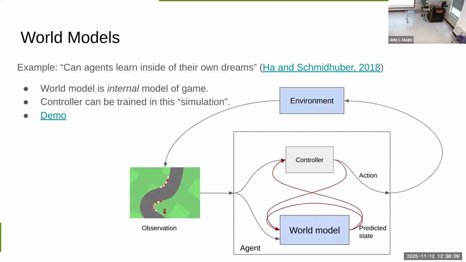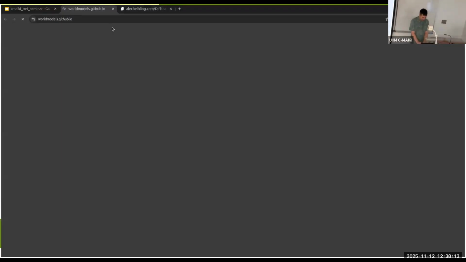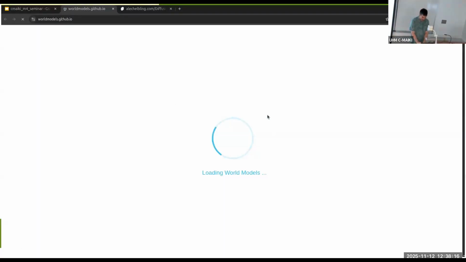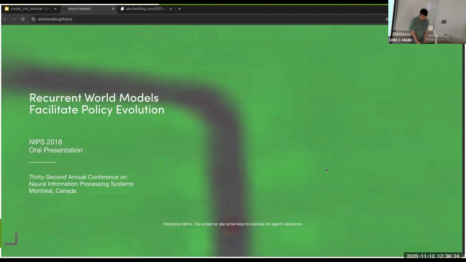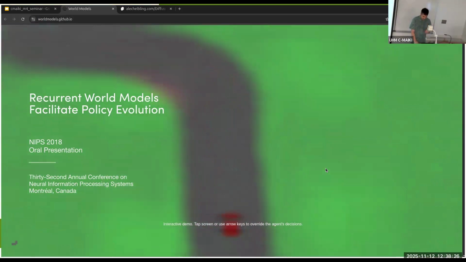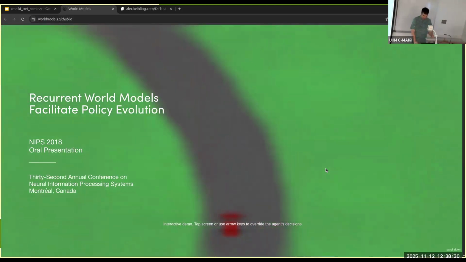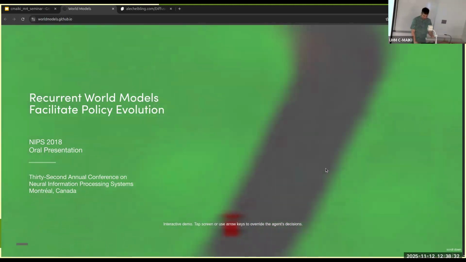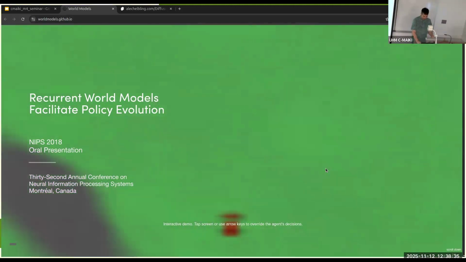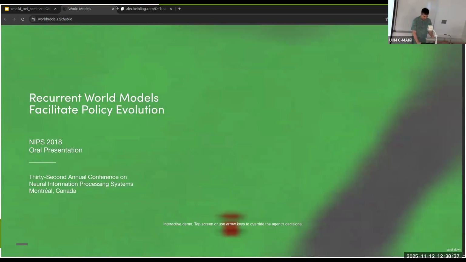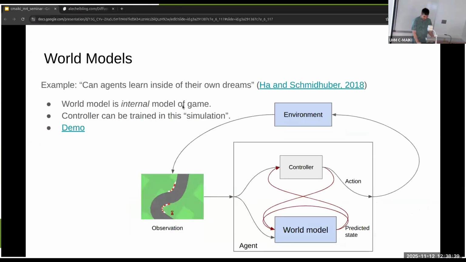This is a great paper. I encourage you to go to the demo, and you can actually play in the dream state of both these games. It's very blurry because it was 10 years ago, and the image generating things are not quite there. So this is in the dream state, and if you press left and right, you can control where the car goes off the track. It's a very cool idea.